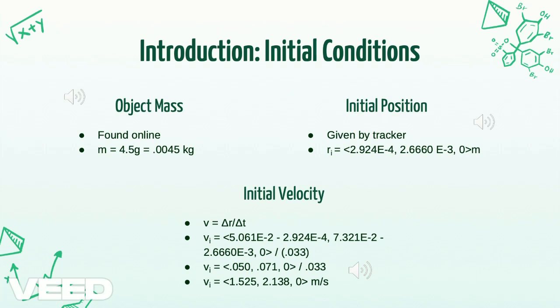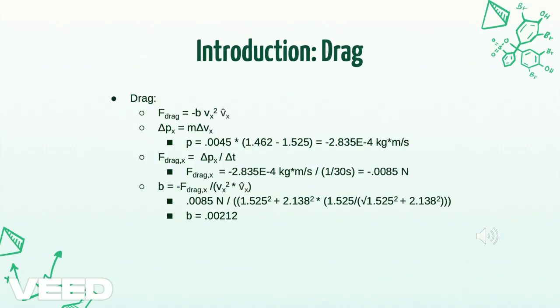To determine initial velocity, we viewed initial displacement over time. Therefore, we subtracted our beginning position from that which took place 0.033 seconds later. Then we divided this displacement by the time of 0.033 seconds. This is how we calculated drag. We used the formula given to us, and from here, we calculated the change in momentum. We use this change in momentum to give us the F drag in the x direction. We then use this F drag in the x direction and manipulated the equation to find b.